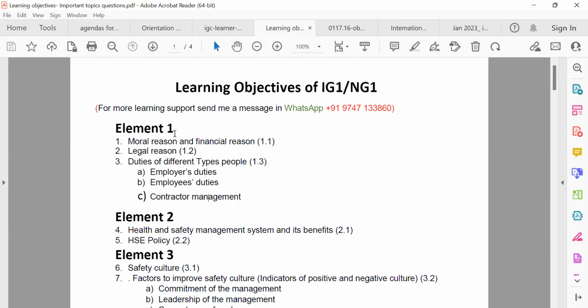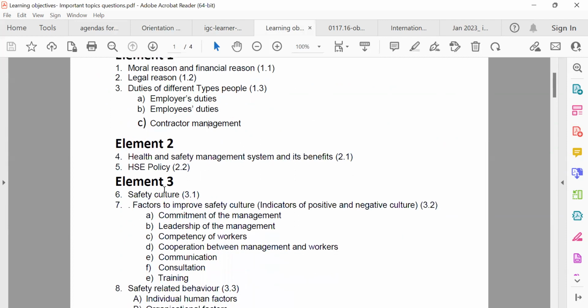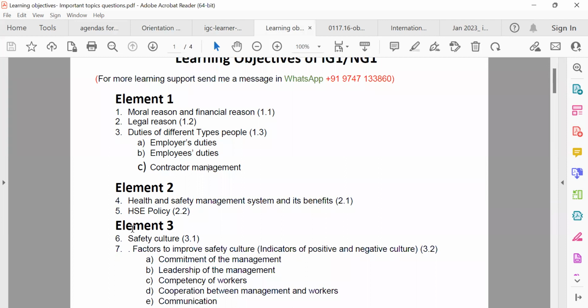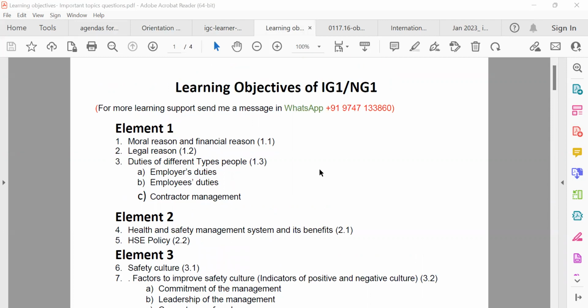So it is very easy to crack the NEBOSH IG1 examination if you are aware of these learning objectives. So you must listen to all these points very carefully. You can read your IGC course material cover to cover, then you will get a good idea about these learning objectives. The first learning objective is moral reason and financial reason for maintaining good standards of health and safety.